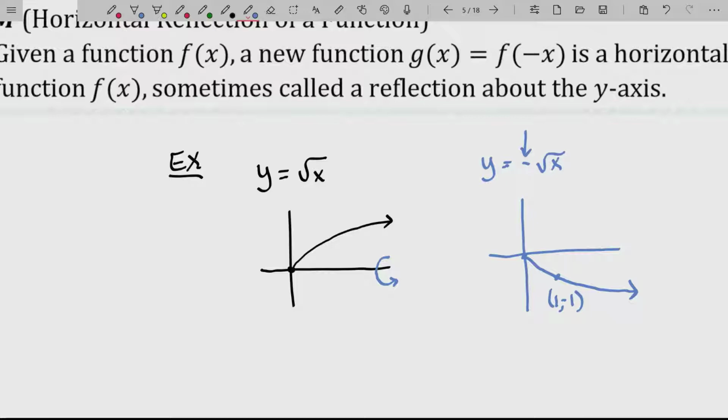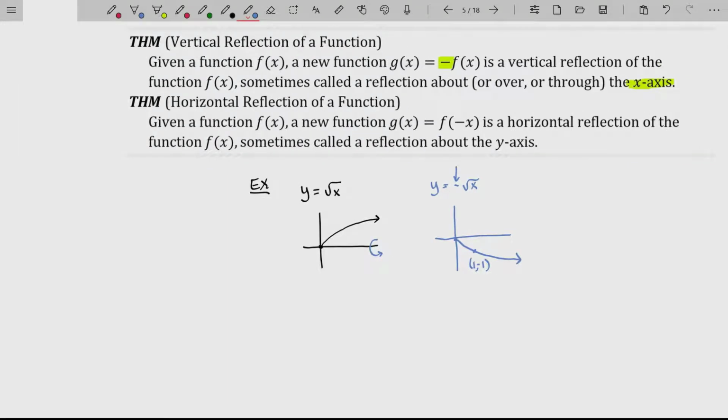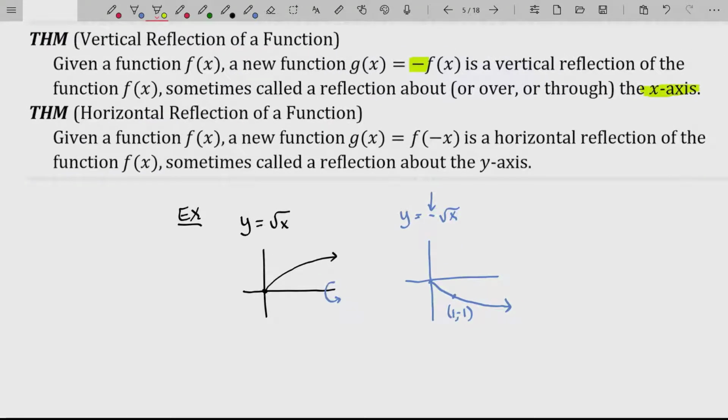Once somebody sees it once or twice, they're pretty solid on that. The one you might not, and this is a big question mark, I'm not sure if your college covers this. Our college waits until our trig course to talk about this, I think. I'm almost positive. So let's talk about it here. The horizontal reflection of a function. So given a function f(x), a new function g(x), which is f(-x), is a horizontal reflection of the function, sometimes called a reflection about the y-axis.